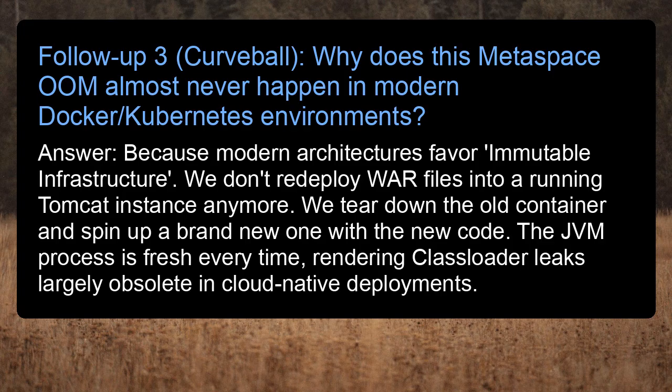Follow-up 3. Curveball. Why does this metaspace OOM almost never happen in modern Docker or Kubernetes environments? Answer: because modern architectures favor immutable infrastructure. We do not redeploy WAR files into a running Tomcat instance anymore. We tear down the old container and spin up a brand new one with the new code. The JVM process is fresh every time, rendering class loader leaks largely obsolete in cloud-native deployments.